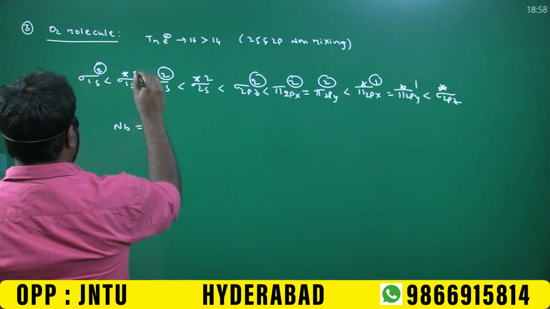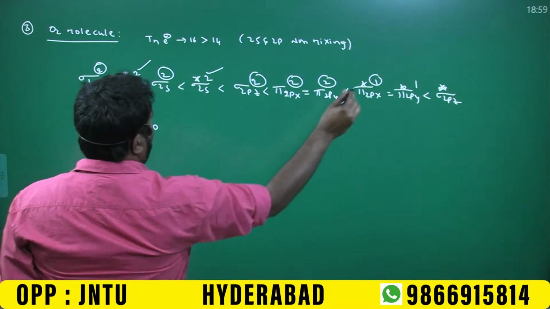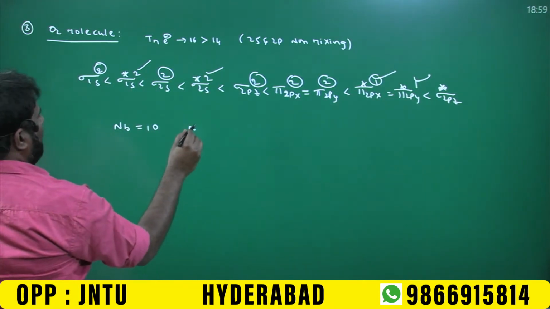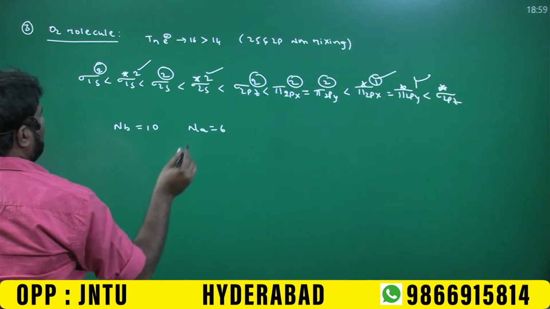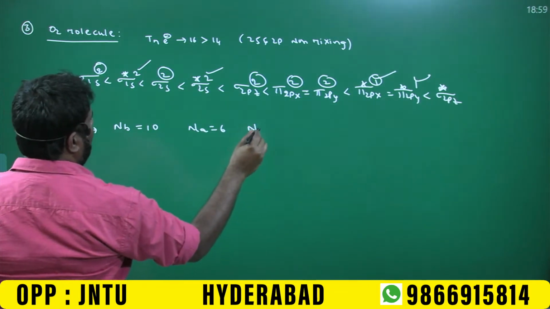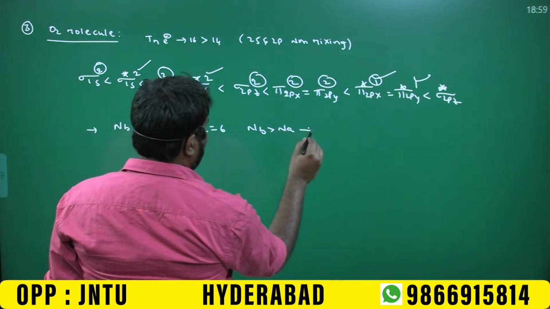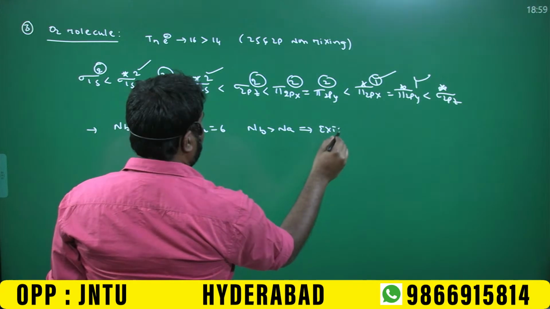Number of anti-bonding electrons: 2, 4, 5, 6. So the number of anti-bonding electrons is 6. As you know, the number of bonding electrons is greater than the number of anti-bonding electrons. So that is the reason the molecule exists.